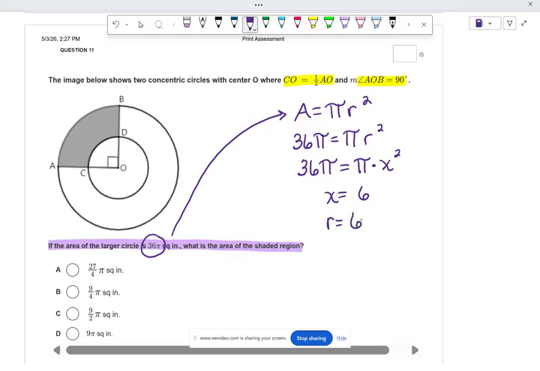This is the radius of the larger circle. That's important, so let's come back. The larger circle, the radius is AO. That's going to be 6.